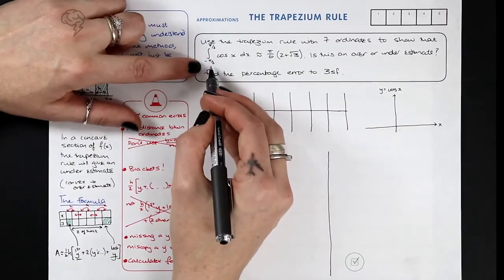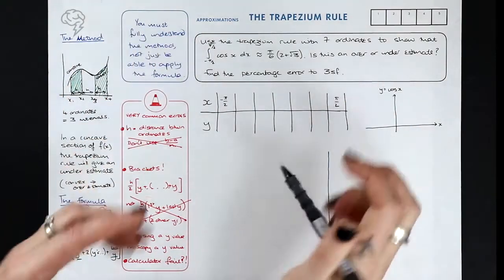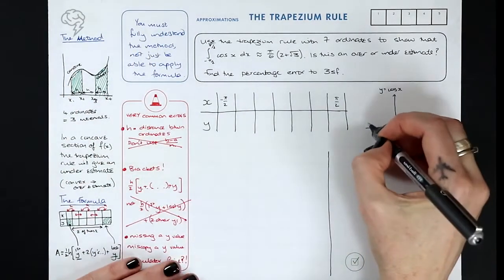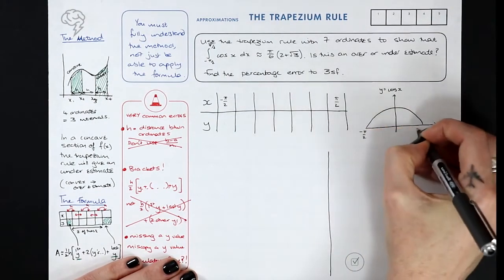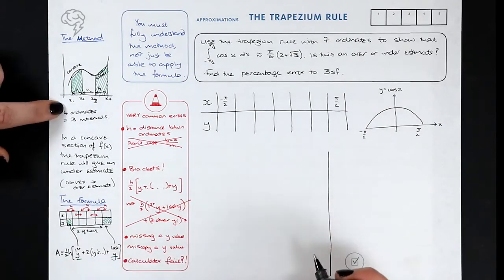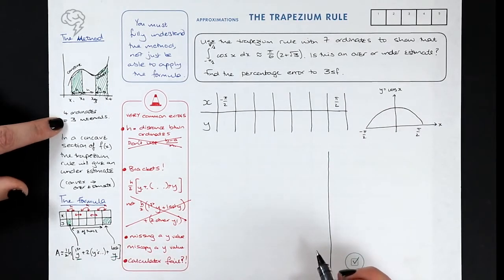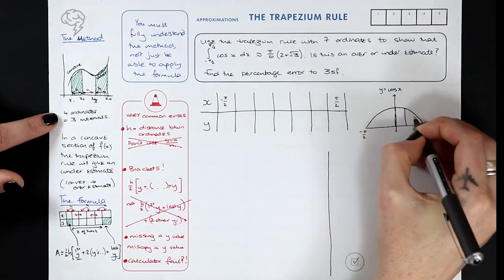We're splitting up minus pi by 2 to pi by 2. They're the first and the last ordinates, that's that and that. And if you think about a cosine graph, we're basically going from here to here. And we're using 7 ordinates. So if we've got 7 ordinates, we'll have 6 intervals. So we'll have 3 on this side and 3 on this side. It's going to look like that.